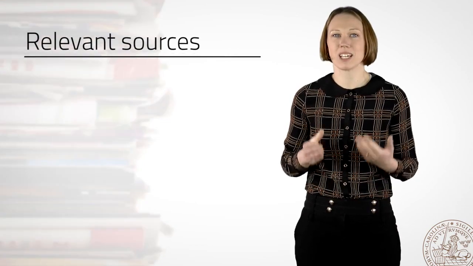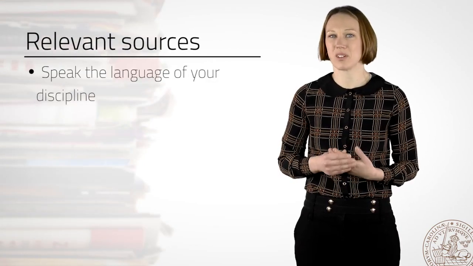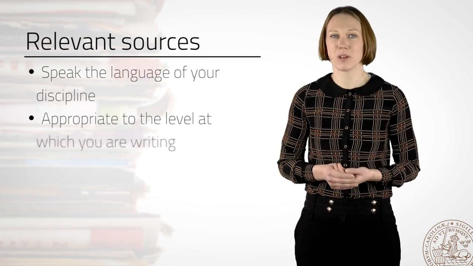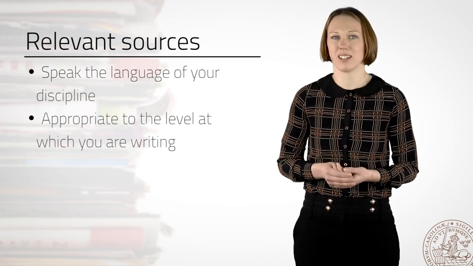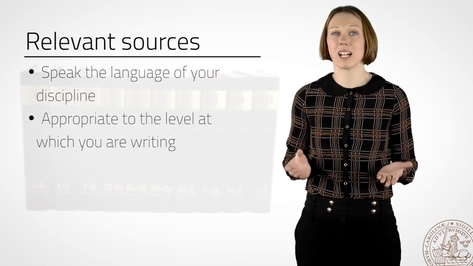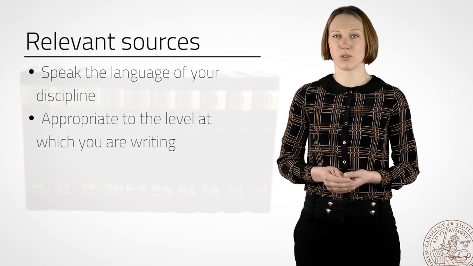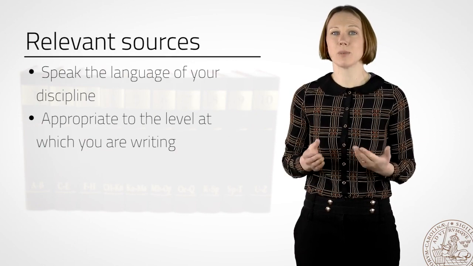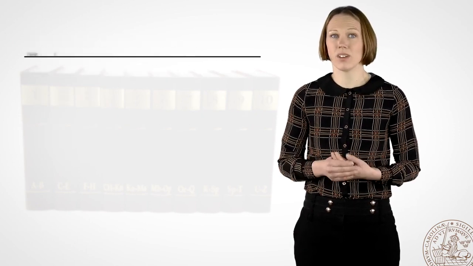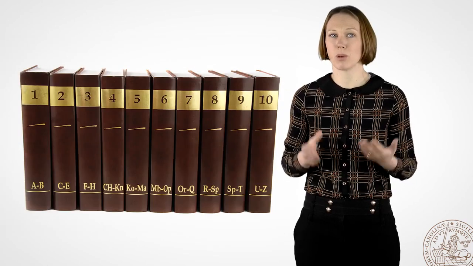A relevant source is one that speaks the language of your discipline. A relevant source is also one that's appropriate to the level at which you are writing. Encyclopedia entries, for instance, may be perfectly adequate on some introductory level courses, but not nearly specific enough at more advanced levels. So, you've chosen sources you're happy with, but what now?